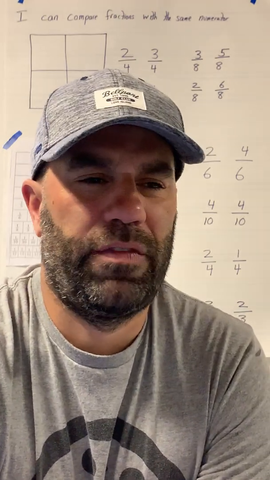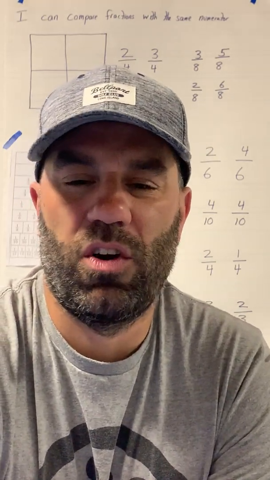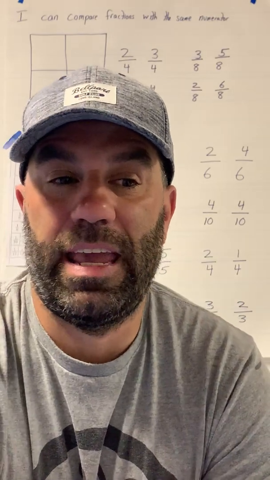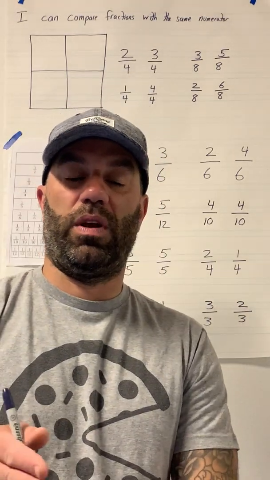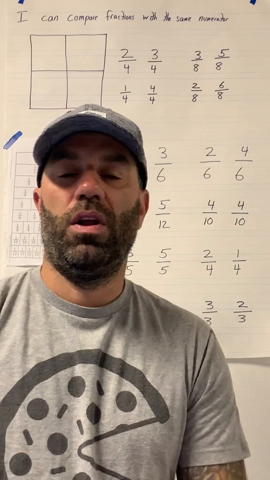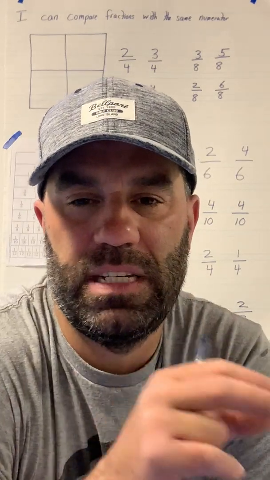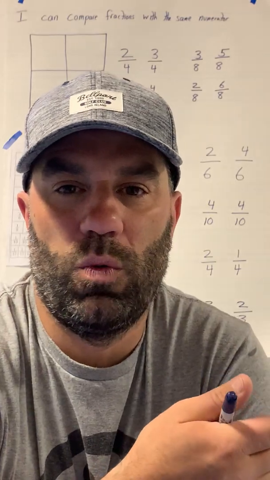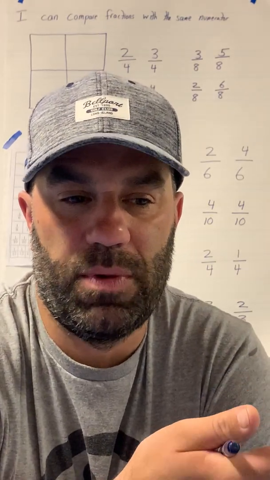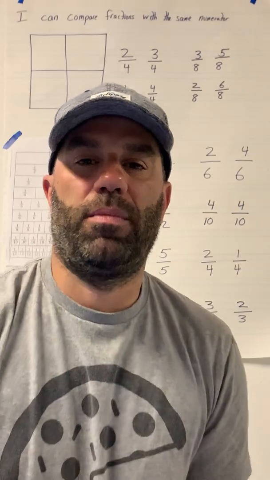Well, it would have to be whoever had 3/8, because they're all 8s, so 3 out of 8 would be the most. So basically, if the fractions have the same denominator, we're just looking for the one that has the most in the numerator, or top number. Check it out. Let me show you. Piece of cake, all right?